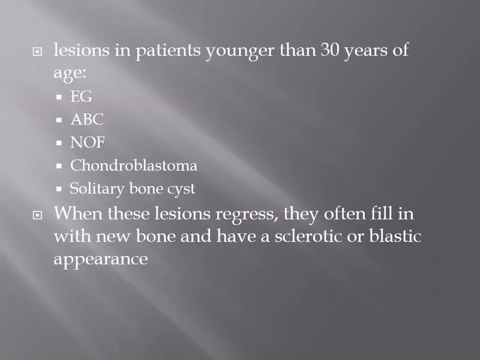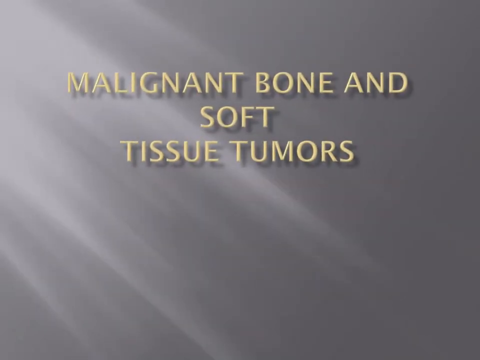An important thing, as we mentioned, is that sometimes the lesion is in a patient younger than 30, and we mentioned them all: eosinophilic granuloma, aneurysmal bone cyst, non-ossifying fibroma, chondroblastoma, and solitary bone cyst. If any of these lesions tend to regress, they usually follow with new bone, as we said, a sclerotic or blastic appearance. Now we will jump to the next chapter of malignant bone lesions.